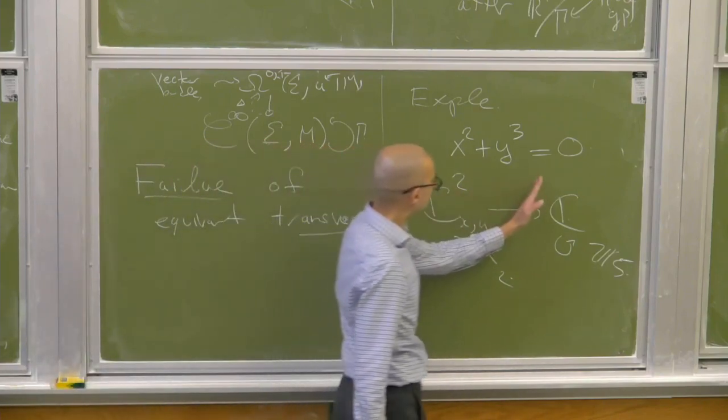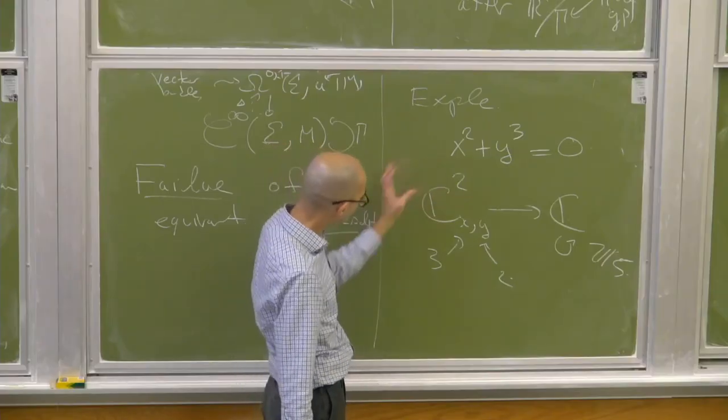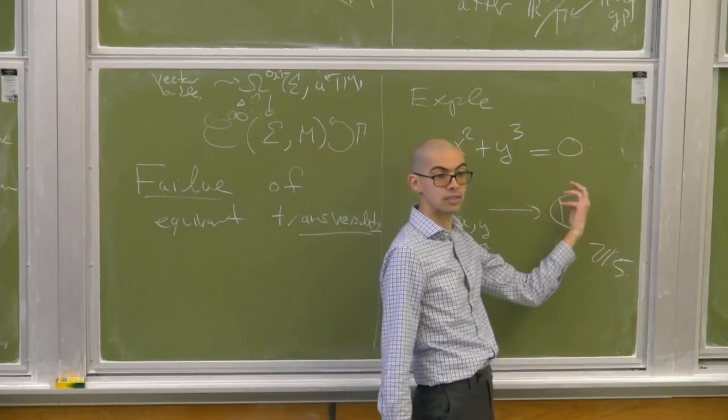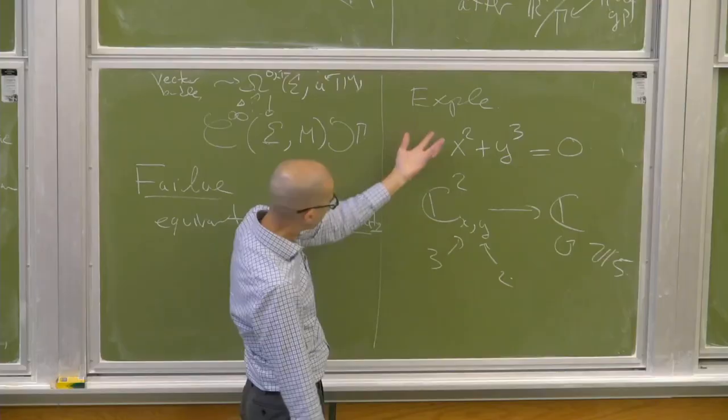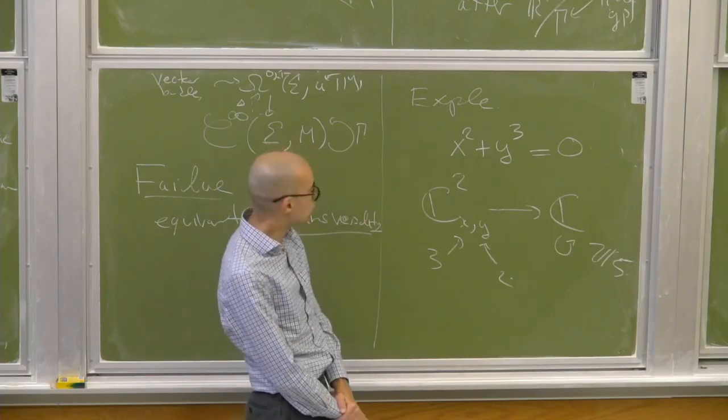And then this map will be equivariant, compatible with the cyclic group action on this side and the cyclic group action on this side. And then you can ask yourself, can you make it smooth with this restriction? And the answer is no.